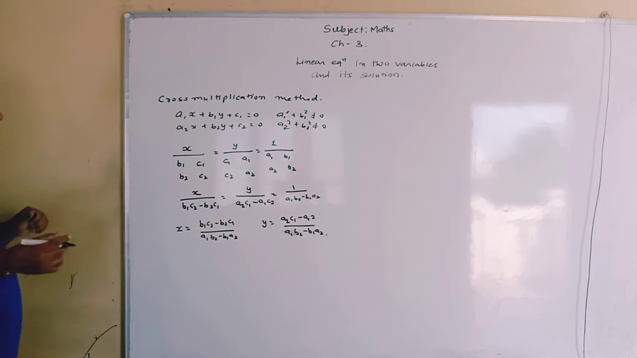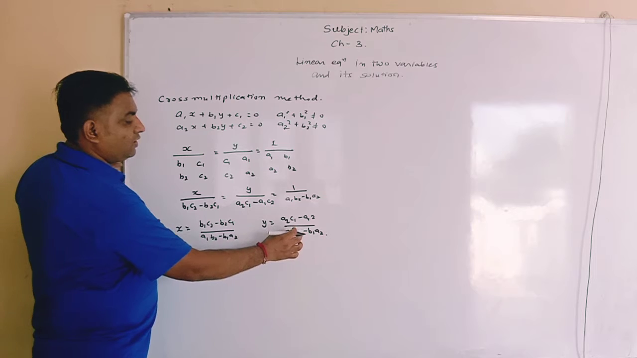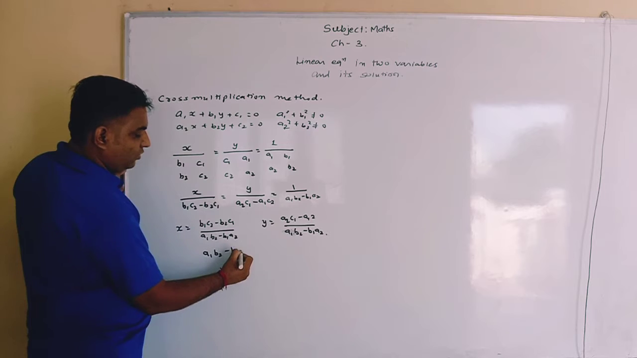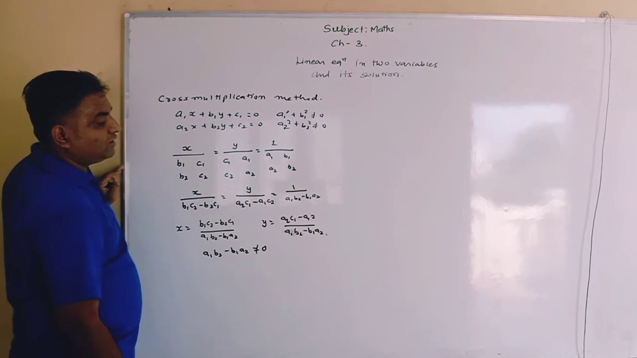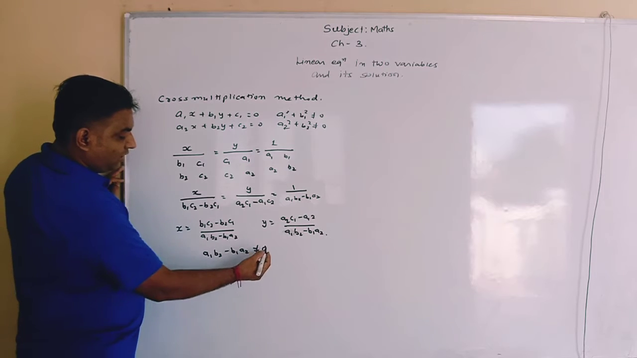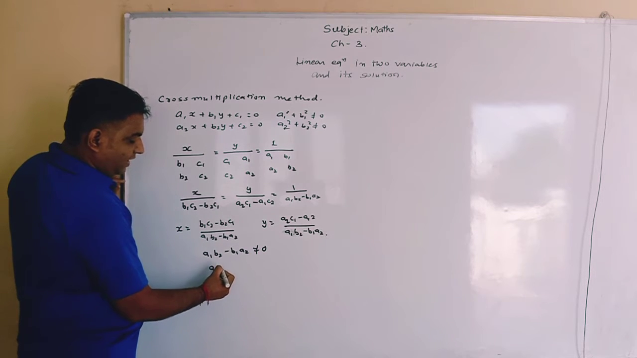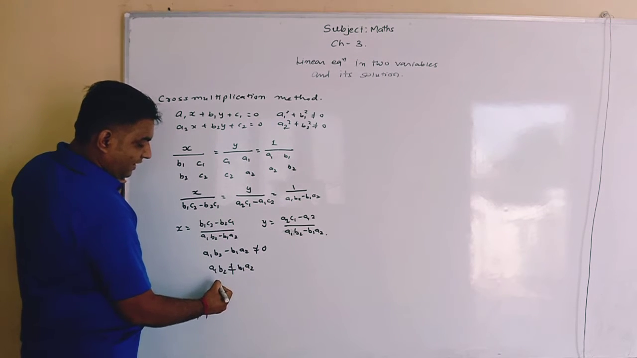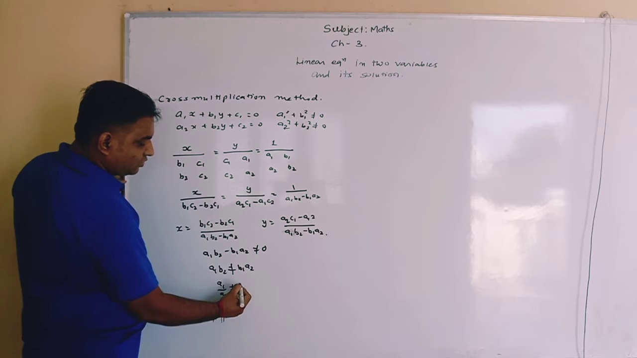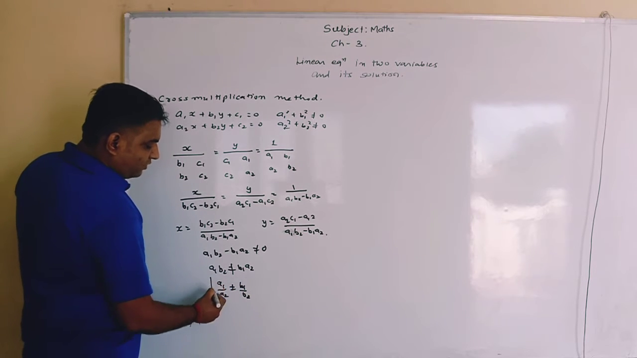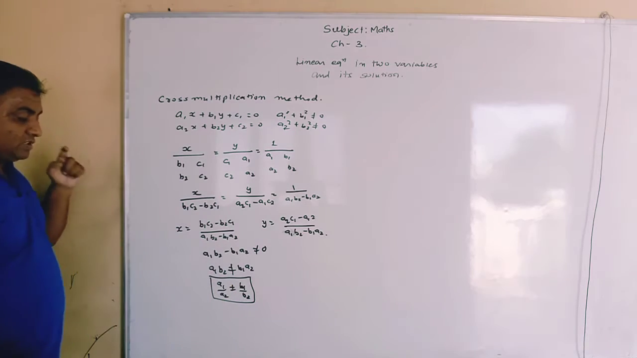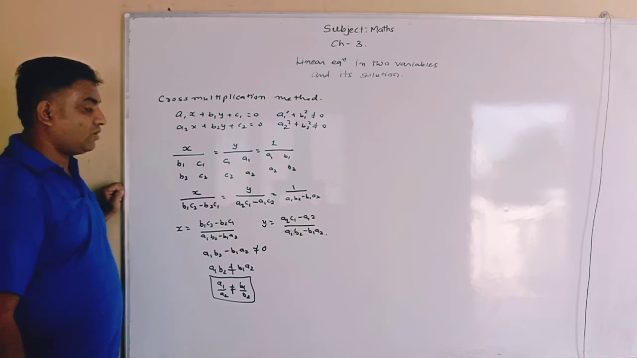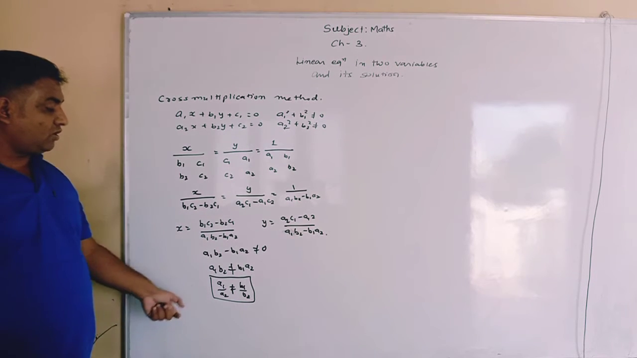So here in the denominator we are getting a1 b2 minus b1 a2. If a1 b2 minus b1 a2 is not equal to 0, then only is a solution possible. So we can take a1 b2 is not equal to b1 a2, and so we can write a1 by a2 is not equal to b1 by b2. On this condition, they have the unique solution.